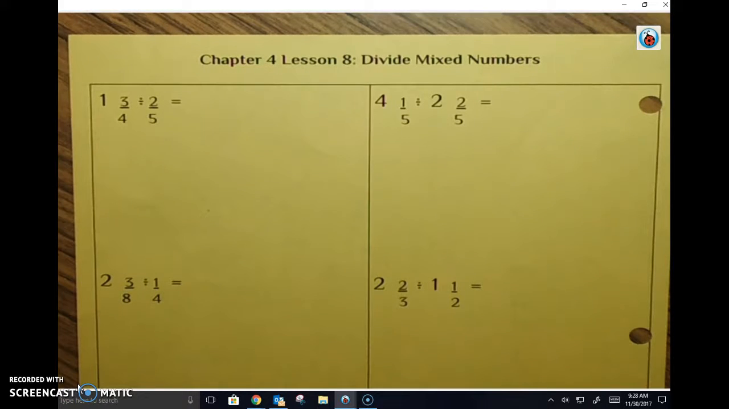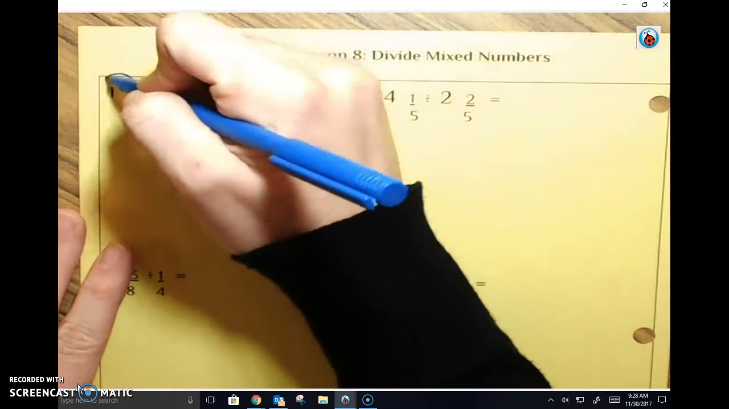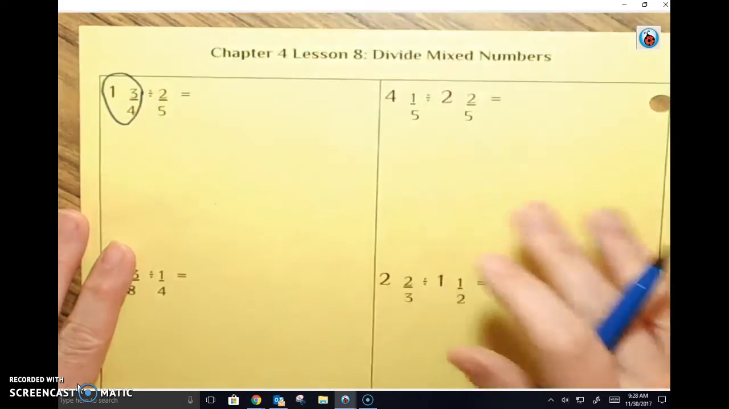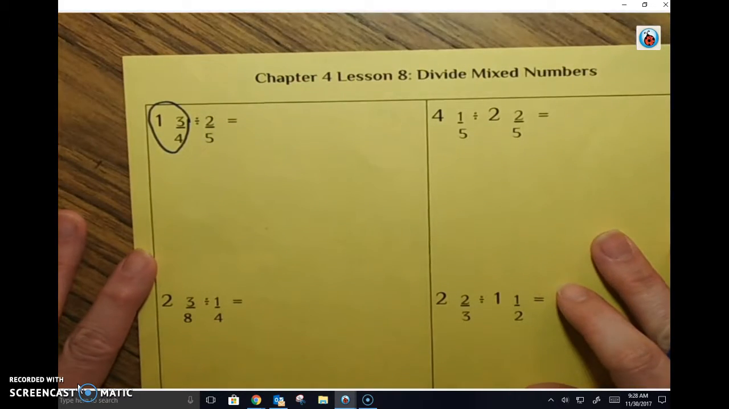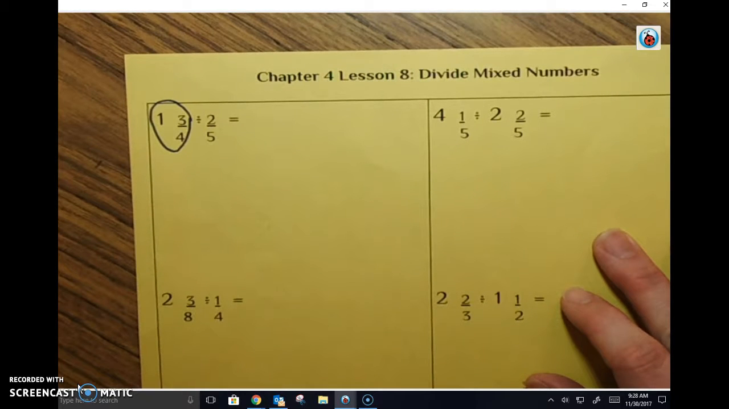This is our last lesson in this chapter. We're going to be having mixed numbers thrown in today. The only difference between regular dividing fractions and dividing with mixed numbers is when we see a mixed number, we have to first turn it into a what? Improper fraction. Raise your hand if you remember how to change a mixed number into an improper fraction. We've done it a lot this quarter, right?